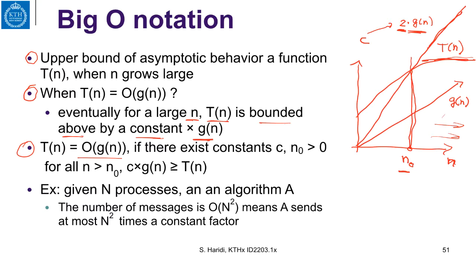So the big O notation says it is a function that is always an upper bound of what we want to measure. So for example, given n processes and an algorithm A, we can say that the number of messages is of the order of n squared. It means there is some constant times n squared that, when n is large, is always bigger than the number of messages that this algorithm sends. So it means A of n sends at most some constant times n squared messages.